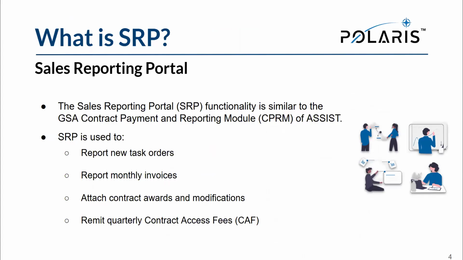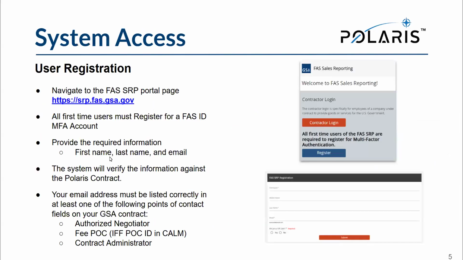So what is SRP? The Sales Reporting Portal is the designated platform for all contract reporting documentation. SRP is a web-based application that collects sales data, and it is where task orders, modifications, and invoices will be reported, and where CAF would be paid. SRP is used to report on new task orders and monthly invoices. It is used for attaching contract awards and modifications to task orders, and also to remit quarterly contract access fees on your contract. In order to gain access to SRP, you must be a registered user.